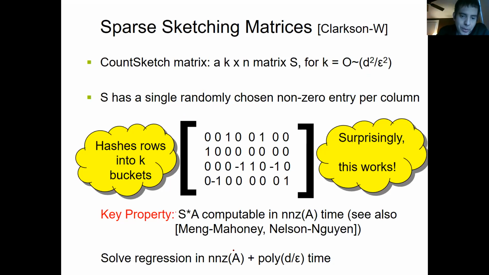So this is optimal in the sense that, if you want to achieve a multiplicative approximation, you do need to read all of your non-zero entries.